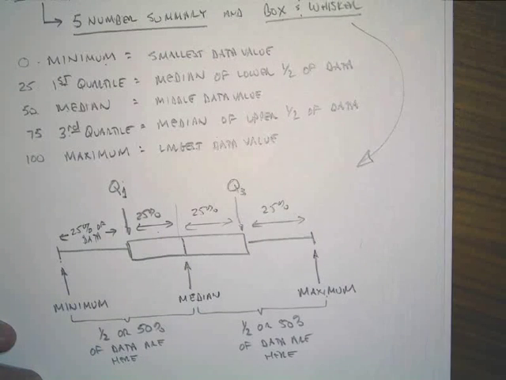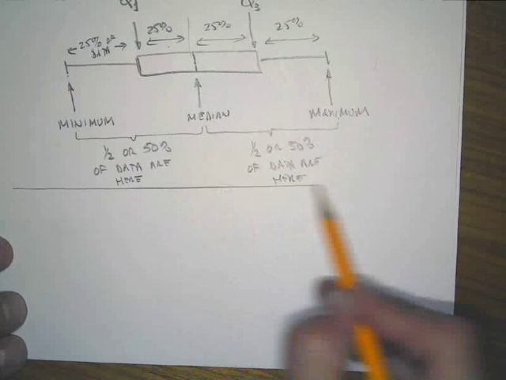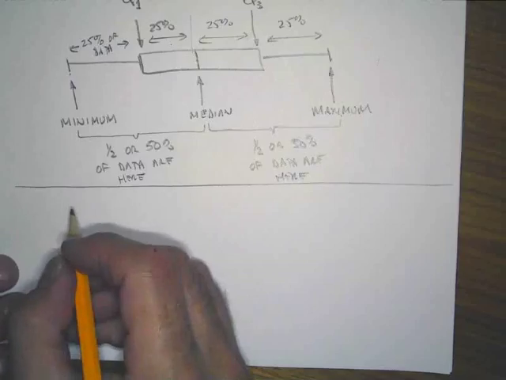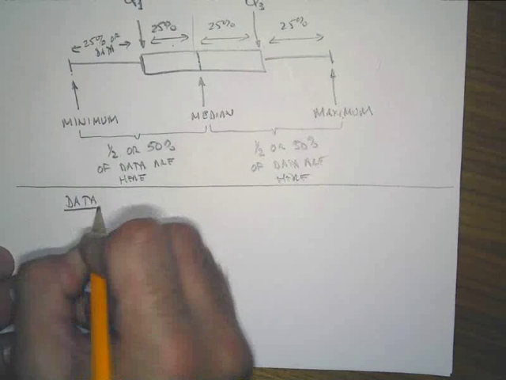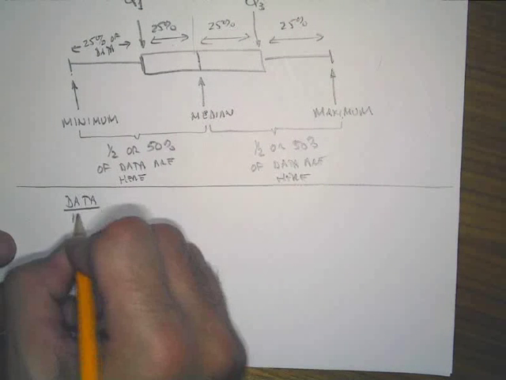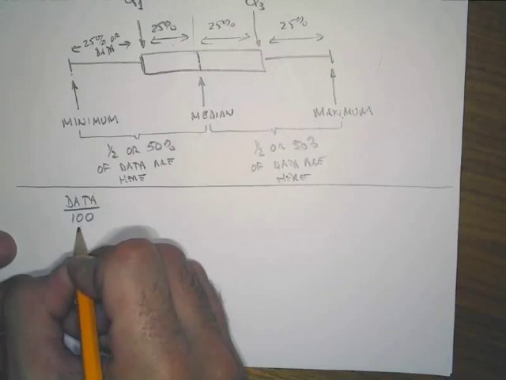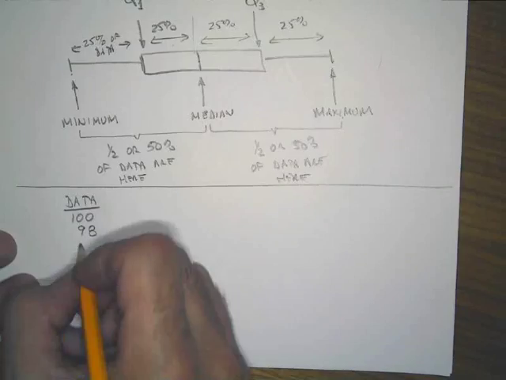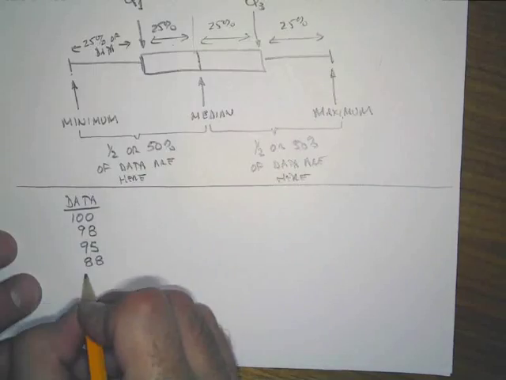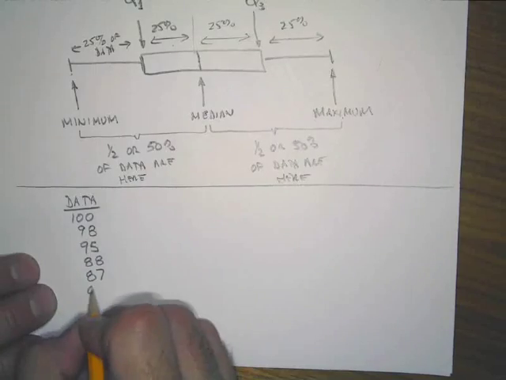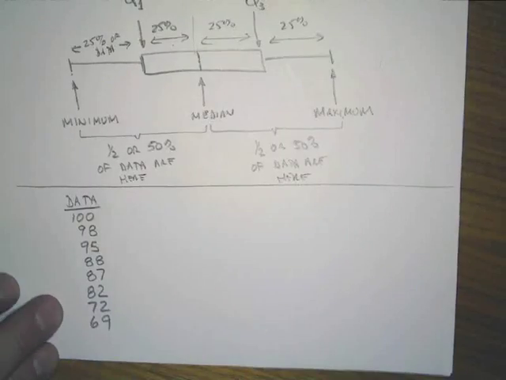Now, what I'd like to do next, I'm going to slide this up. I think I have room to show you how to create a box and whisker by hand. So here's some data. I will put it in order, starting with 100. Oh no, it's not in order. All right, I'll put it in order. 100, 98, 95, 88, 87, 82, 72, and 69. Okay?